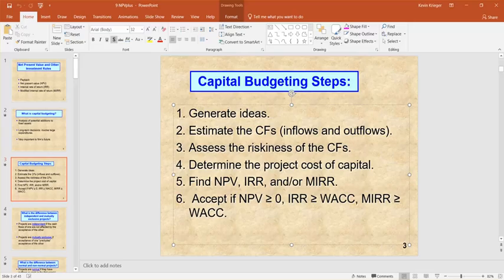Finding the NPV, IRR, and/or MIRR, those are the actual tools of the toolbox. So we want to emphasize those, and you'll have plenty of practice doing those things for points. You'll be graded on them eventually. And at the end of the day, you have to make a decision. Are you going to do your project or not?